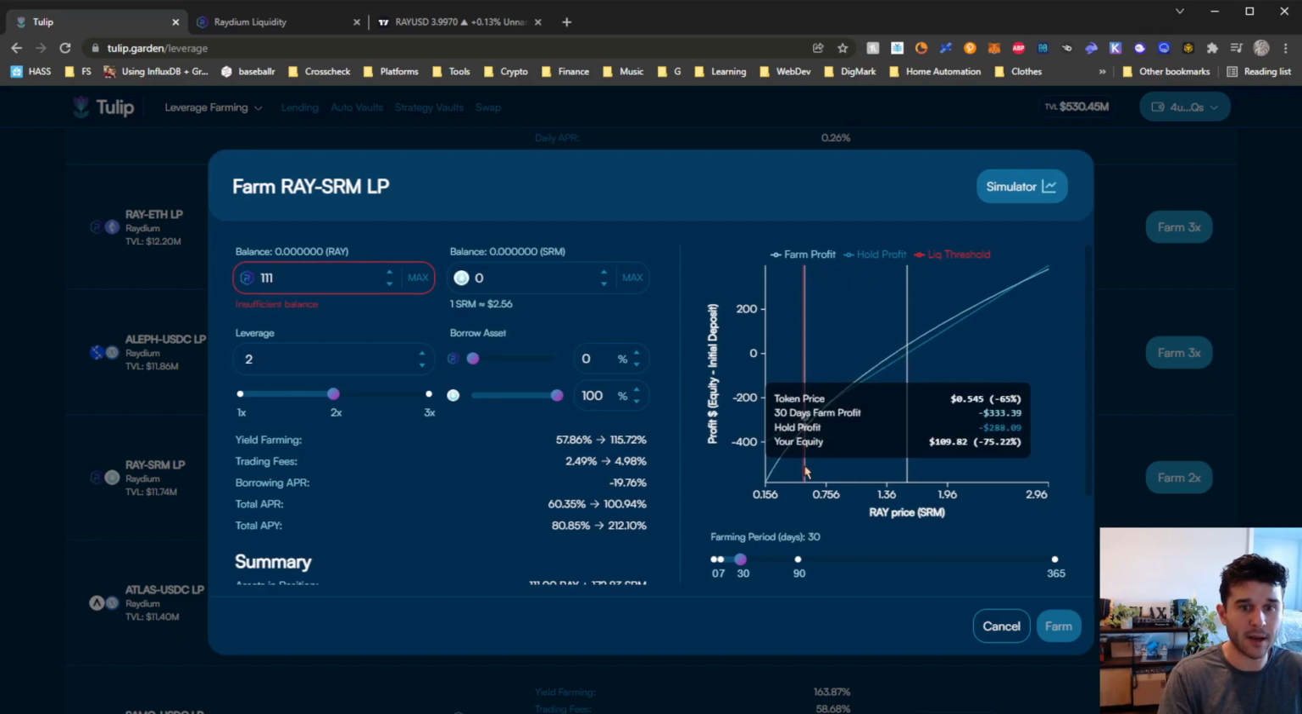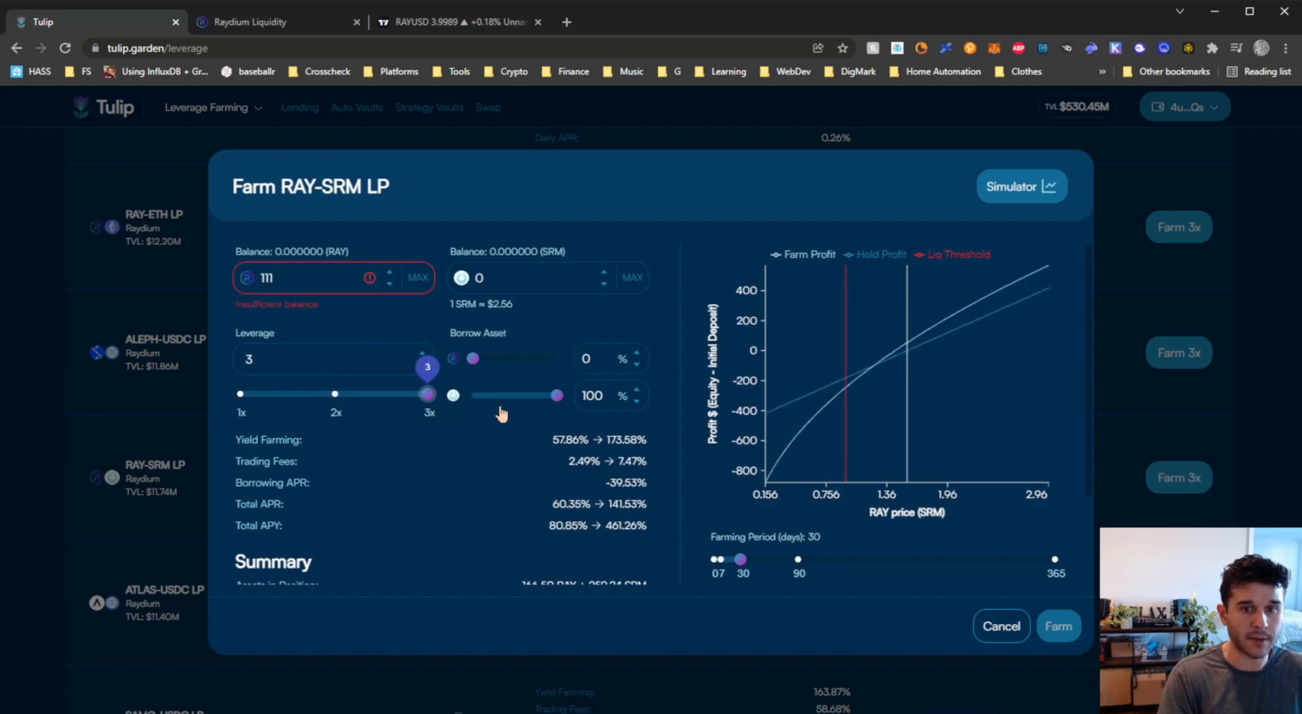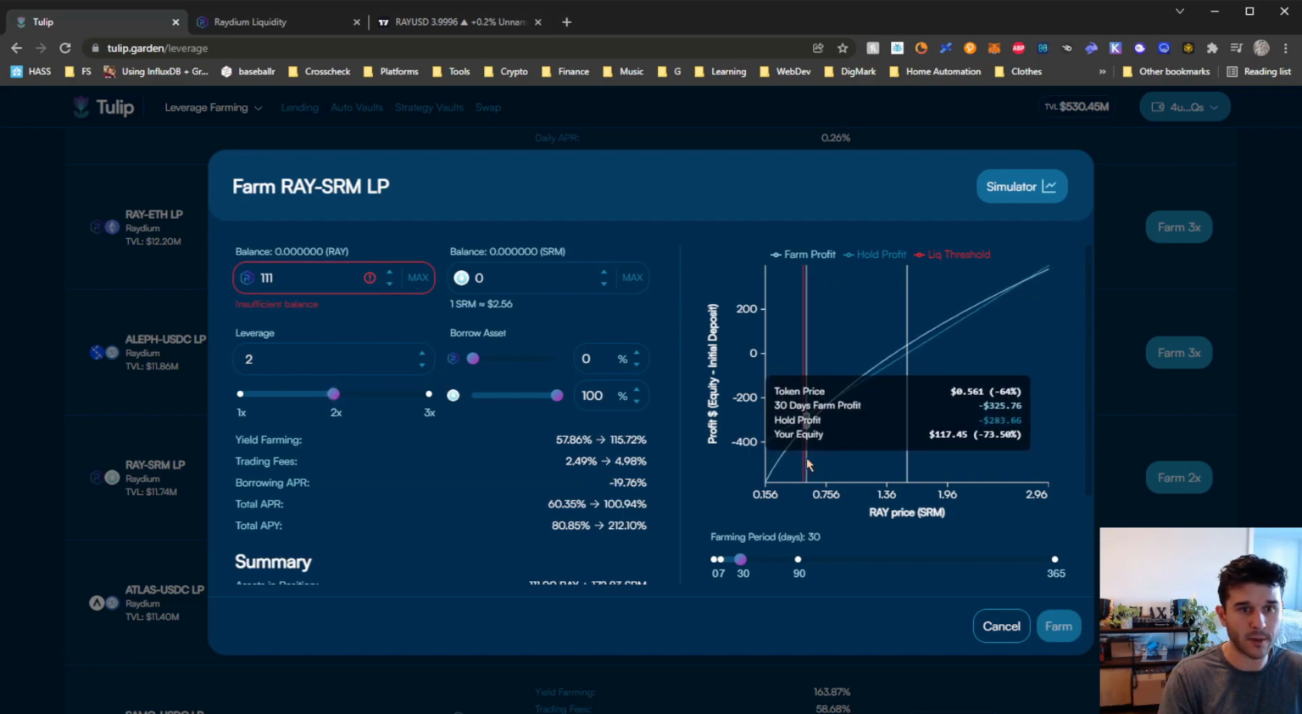If that were to go down all the way to 0.53, so Serum would actually have to be higher in value than Radium by quite a bit, then we would get liquidated. If we go up to 3x, it's right around one. So if I were in this pool on 3x leverage, and I saw Radium start to get really close to the price of Serum, I'd start to get nervous. But 2x leverage, quite a ways away.